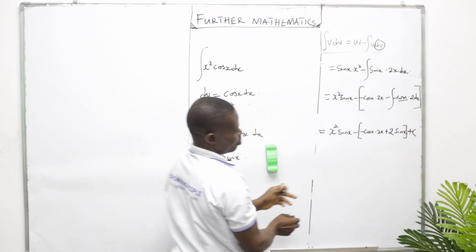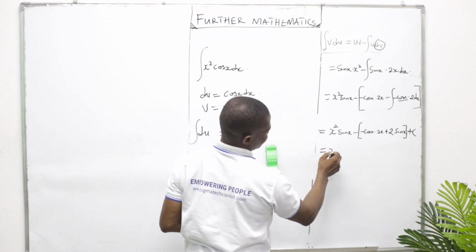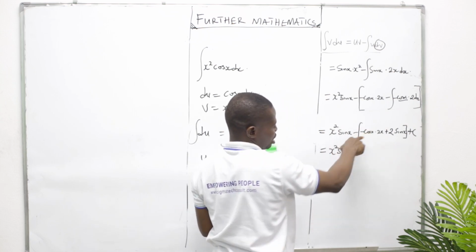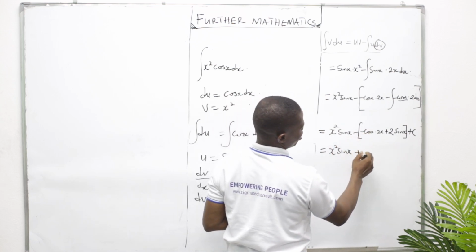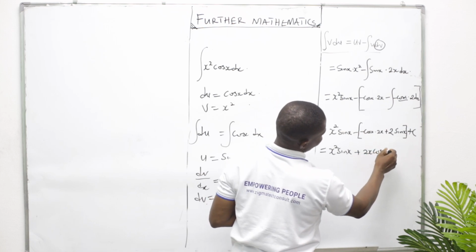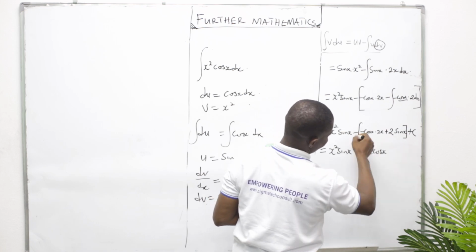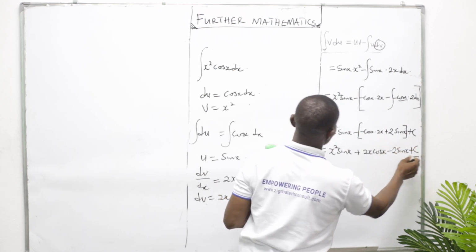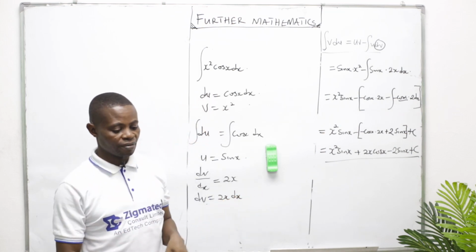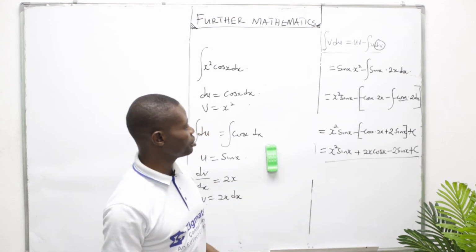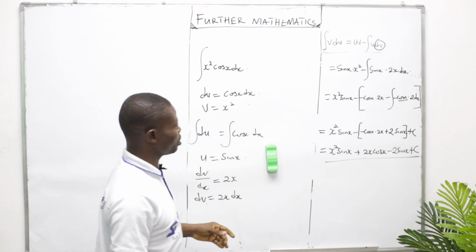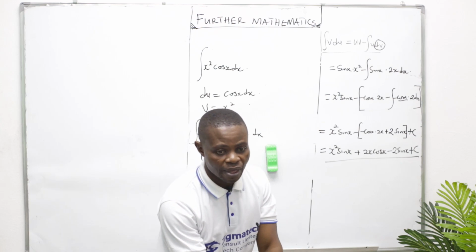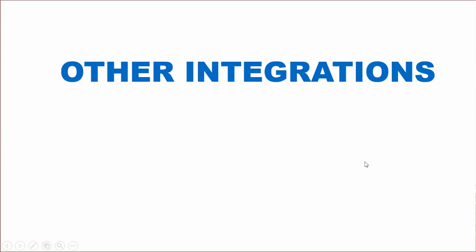Constant. Now let's finalize. This is s squared sine s. I want to introduce my sign now. Minus minus is what? Plus 2s cos s. Plus minus plus minus 2 sine s plus who? Constant. This is the final answer to this question, final solution. So just look at it very well. It's not too difficult. All you need is to take your time and go through it. Other integrations.